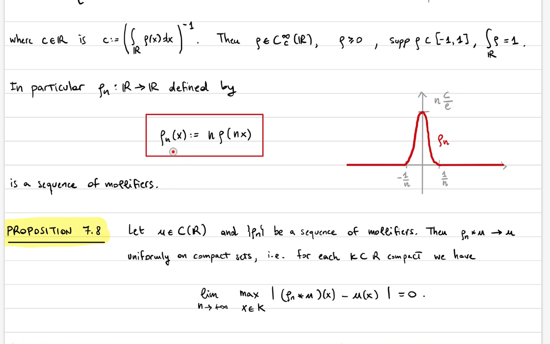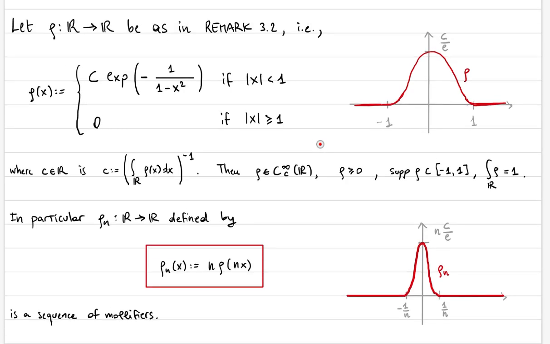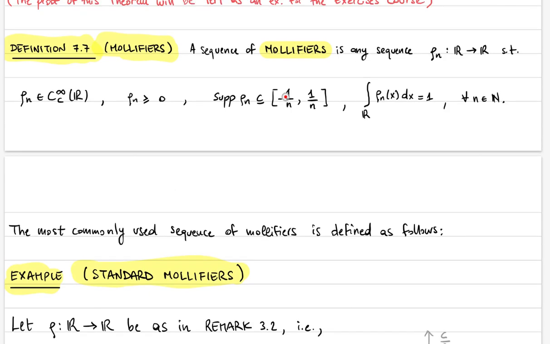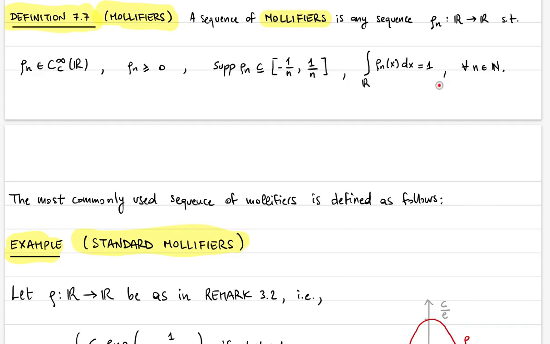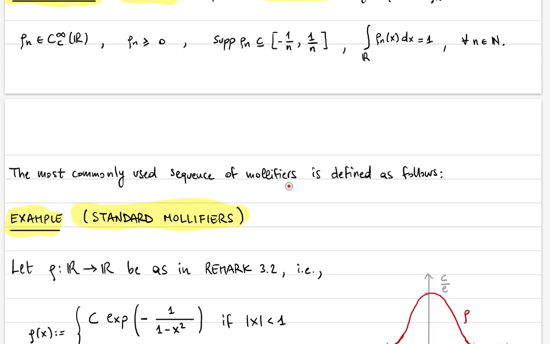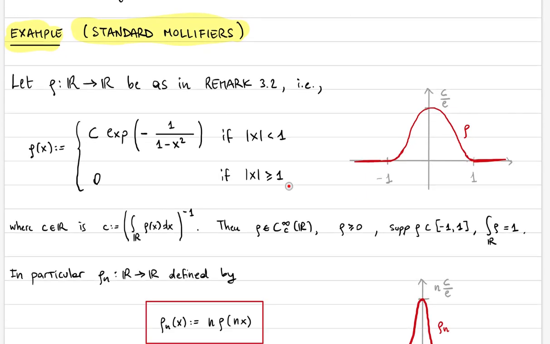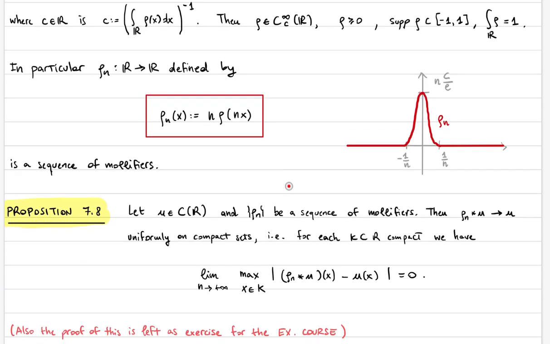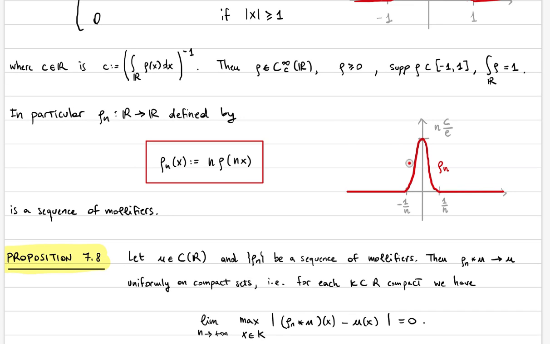I didn't write the properties here, but this is a sequence of mollifiers because you can check that it satisfies these three properties. The rescaling here is done so that we rescale both the support and the height, because in the end we want the same integral. What you can check is that the integral of this function rho n is the same as the integral of rho, so they're both equal to 1.